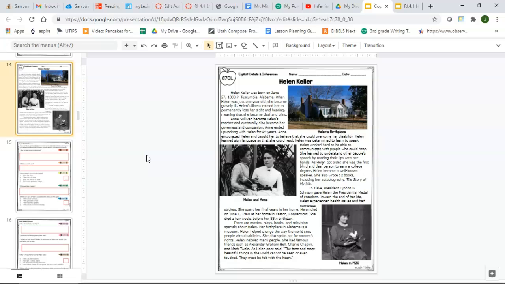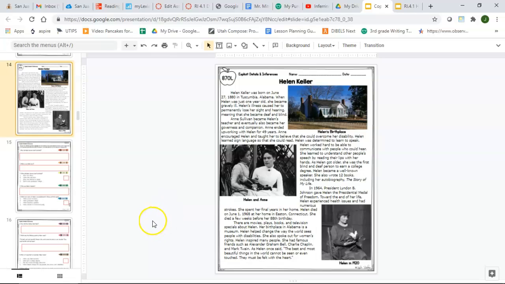In 1964, President Lyndon B. Johnson gave Helen the Presidential Medal of Freedom. Toward the end of her life, Helen experienced health issues and had numerous strokes. She spent her final years in her home. Helen died on June 1st, 1968, at her home in Easton, Connecticut. She died a few weeks before her 88th birthday.